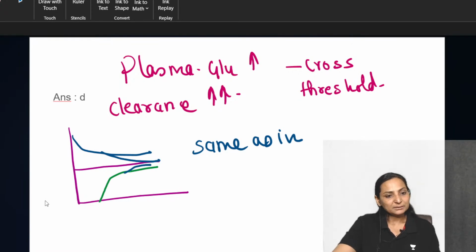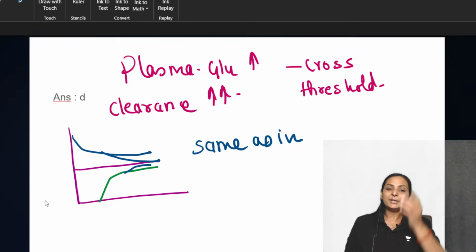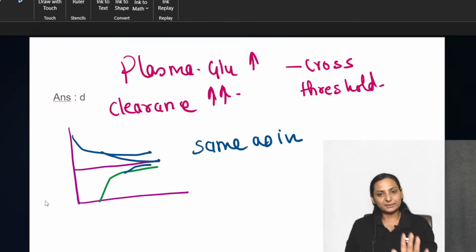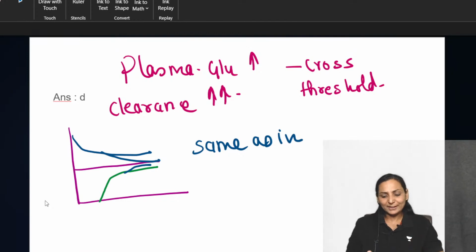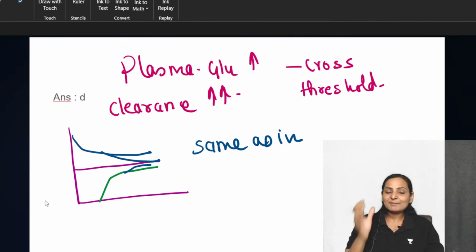What is the reason? The reason is very physiological. Inulin is a substance which is only filtered, neither secreted nor reabsorbed. If you consider glucose, whatever level of glucose rises in the blood, some amount of glucose will always be reabsorbed. So its clearance will keep on increasing, but it can never become the same as inulin. Similarly, para-aminohippuric acid: even if you keep on increasing its concentration, a small amount will always be secreted. So it is never going to be a substance which is purely filtered like inulin.